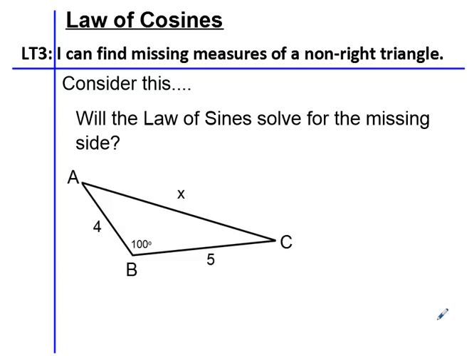This lesson is on the law of cosines. It's learning target 3 in our unit on trigonometry. In the last lesson, we used law of sines to solve for the missing angles and sides of triangles that weren't right triangles.